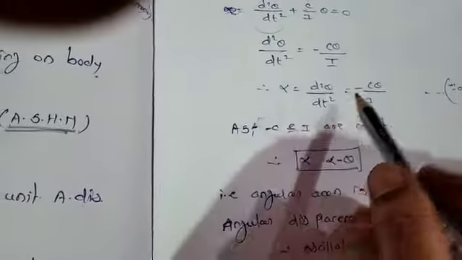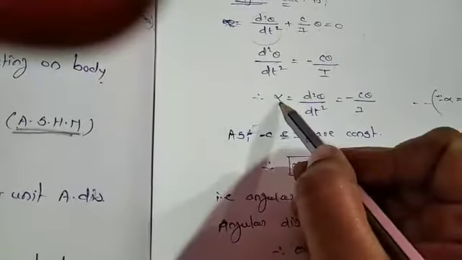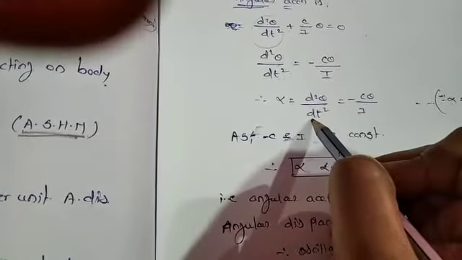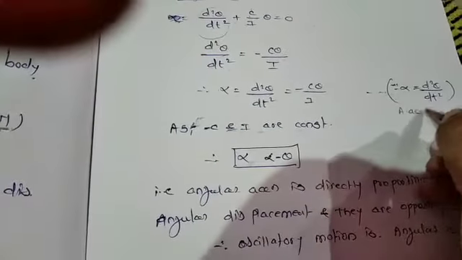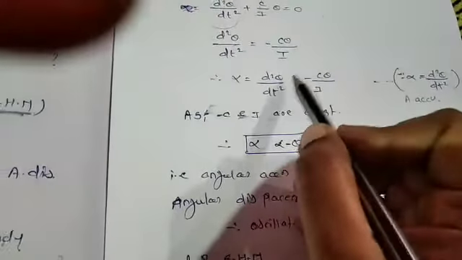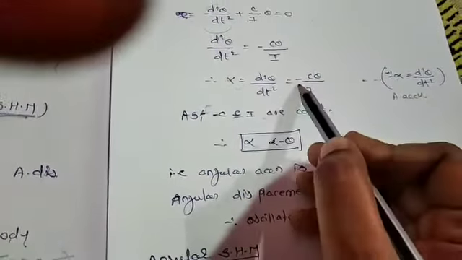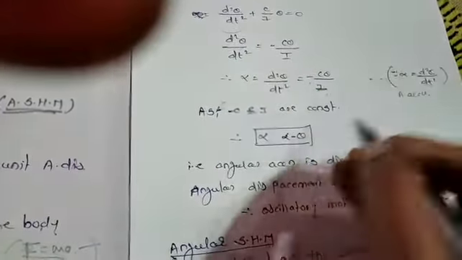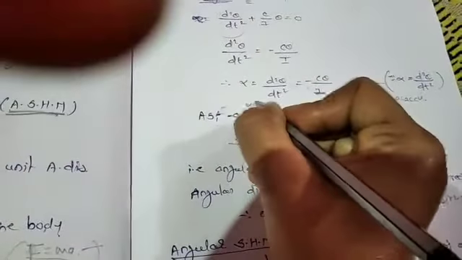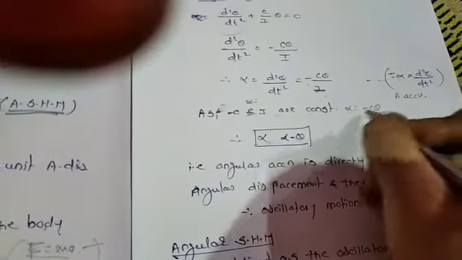So this is about alpha. Here we'll write alpha is equal to d square theta upon dt square. This is nothing but the angular acceleration. So we have the formula for angular acceleration as alpha is equal to minus c into theta upon I. This is the formula for the angular acceleration.